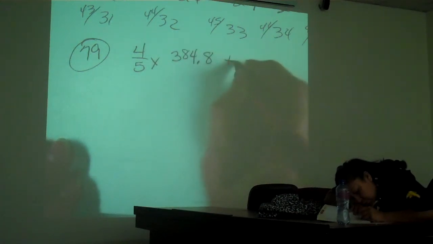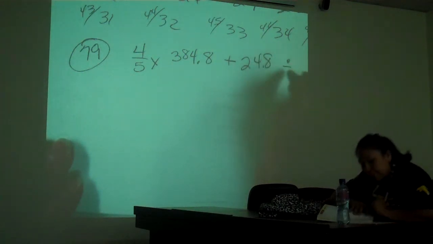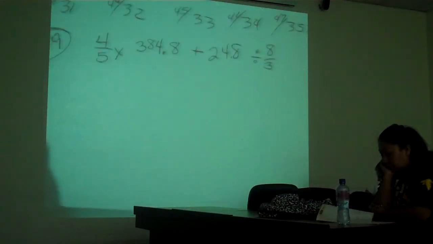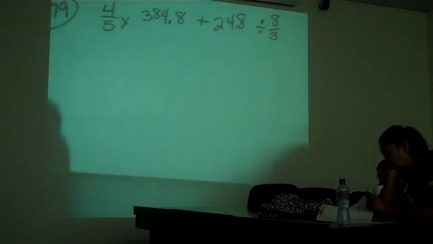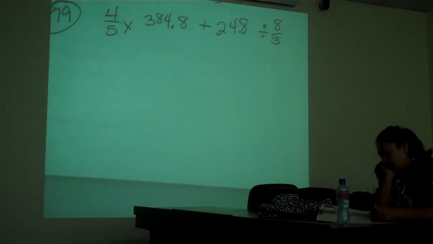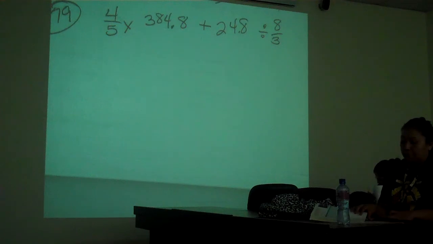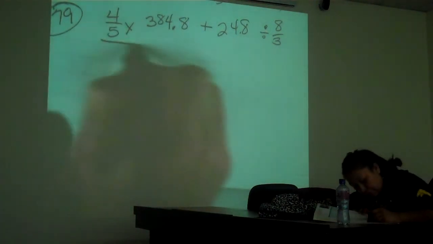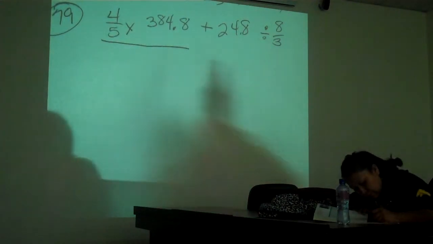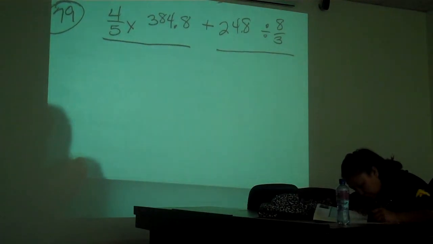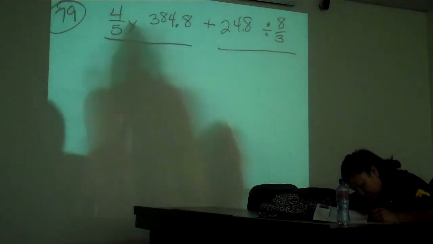384.8 plus 24.8 divided by 8/3. Okay. Order of operations tells you you're going to be doing parentheses, which you don't have, exponents you don't have. Multiply and divides, right? You're going to be doing the multiply, and then actually you'll be doing the divide right after that.